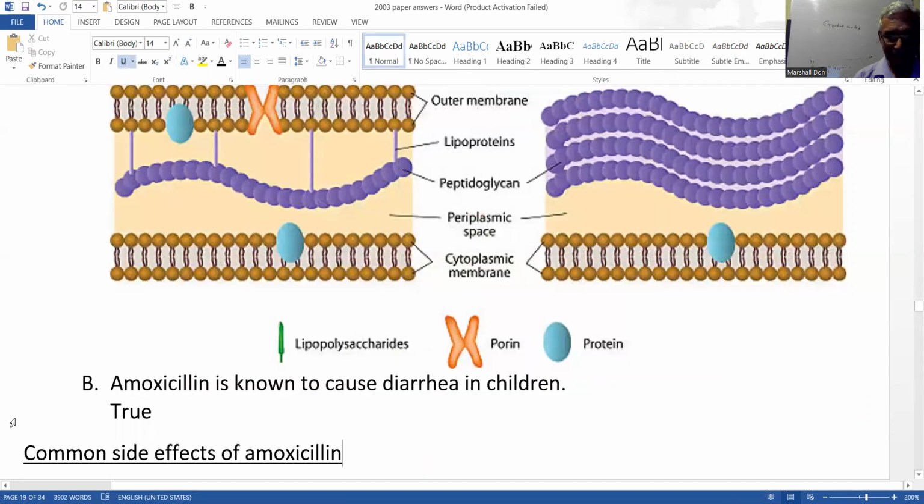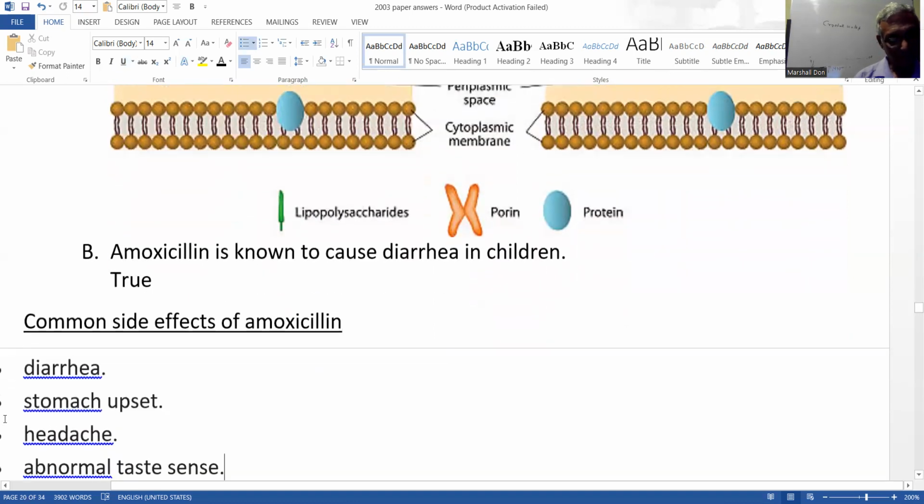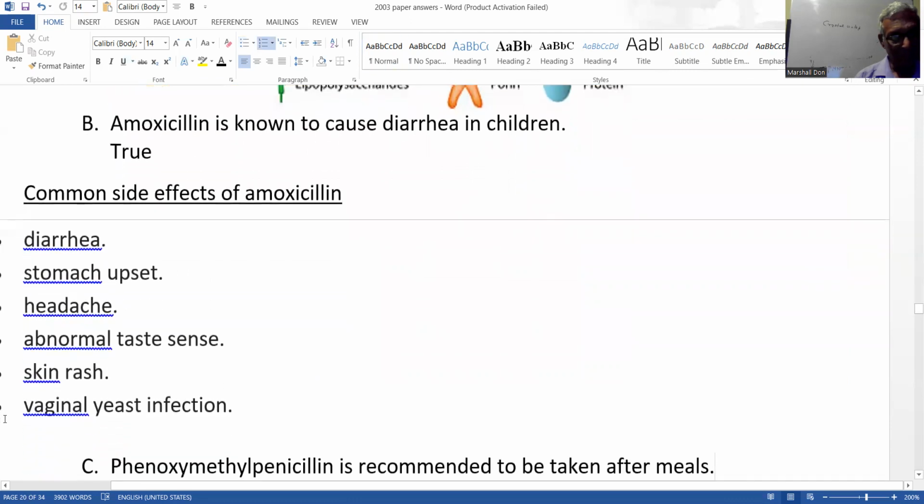Go to now question B. Amoxicillin is known to cause diarrhea in children. That is true. Side effects: diarrhea, stomach upset, headache, abnormal taste sense, skin rash, vaginal yeast infection when you take amoxicillin. It is a broad spectrum. That means it kills both gram negative and gram positive bacteria. Both types are killed by amoxicillin. Ampicillin also the same.